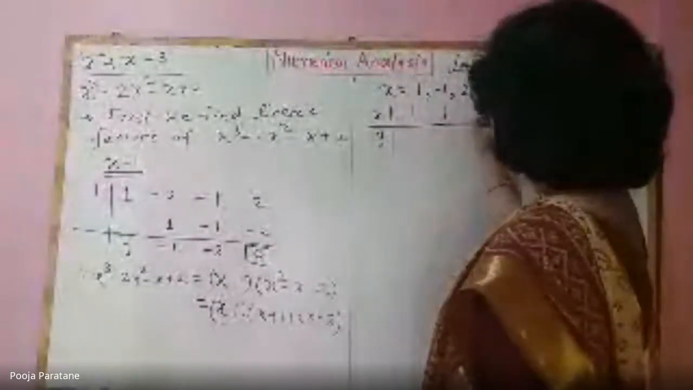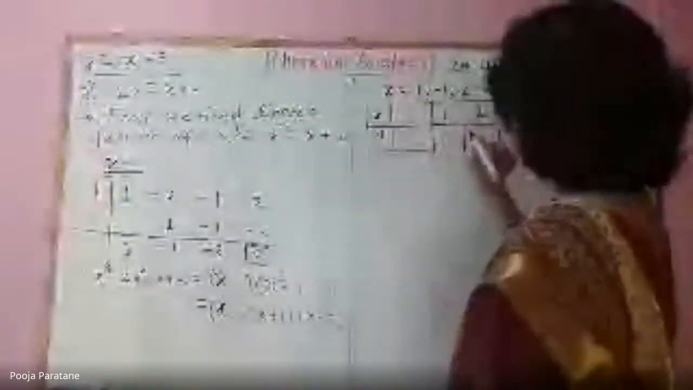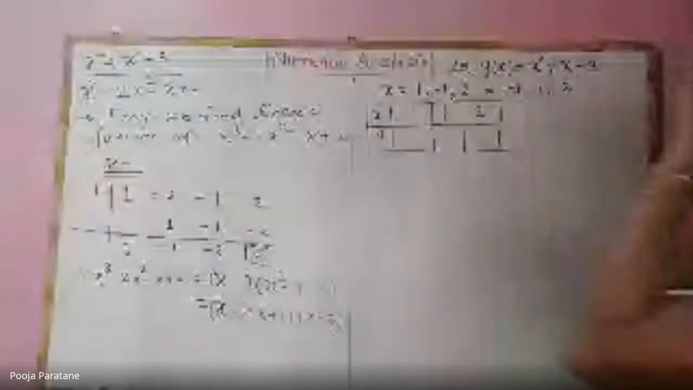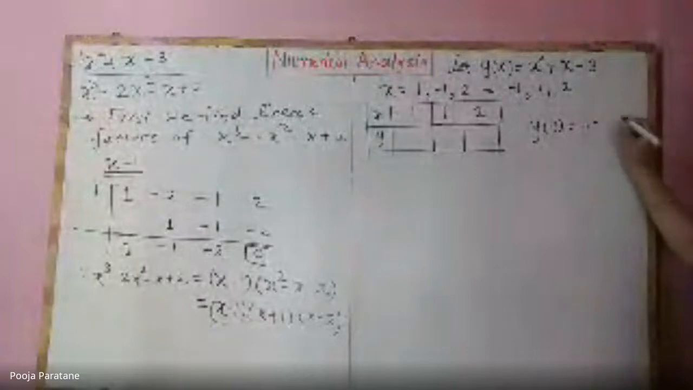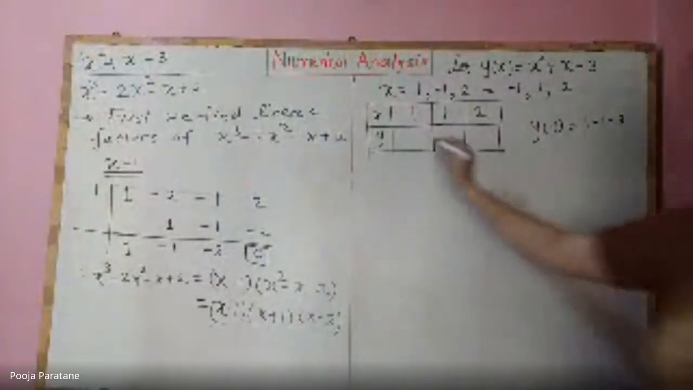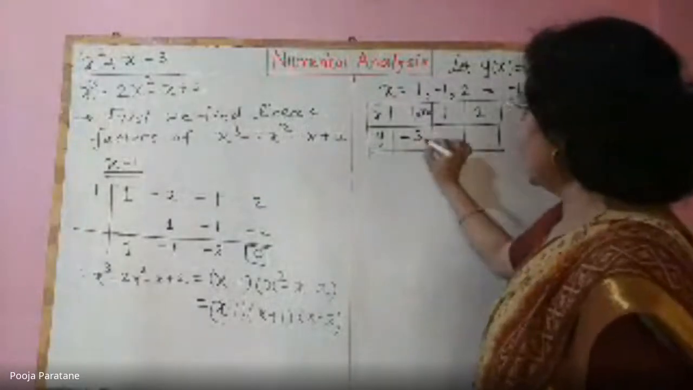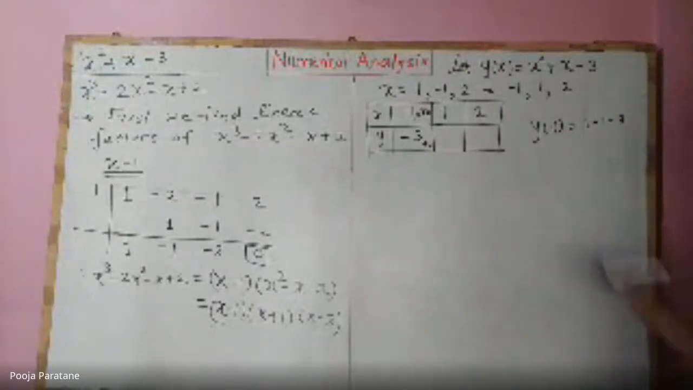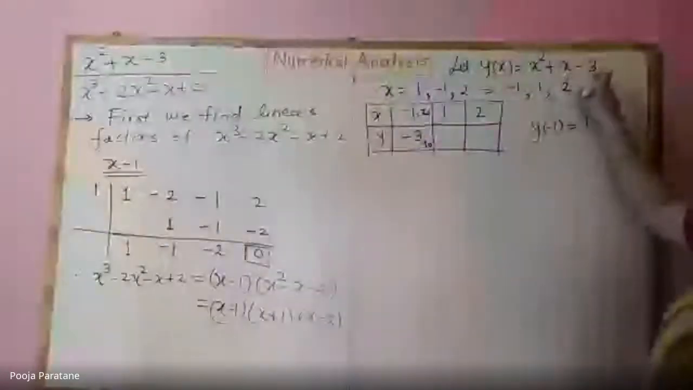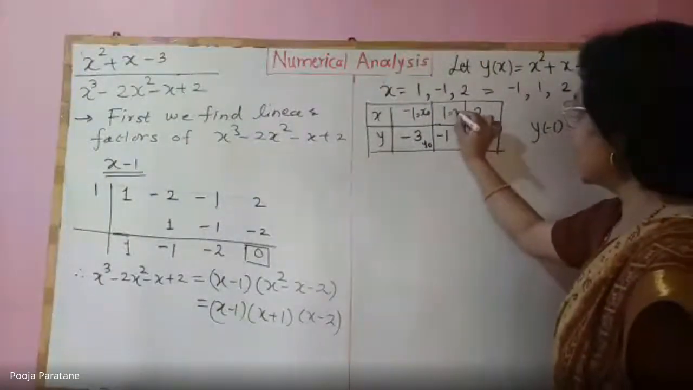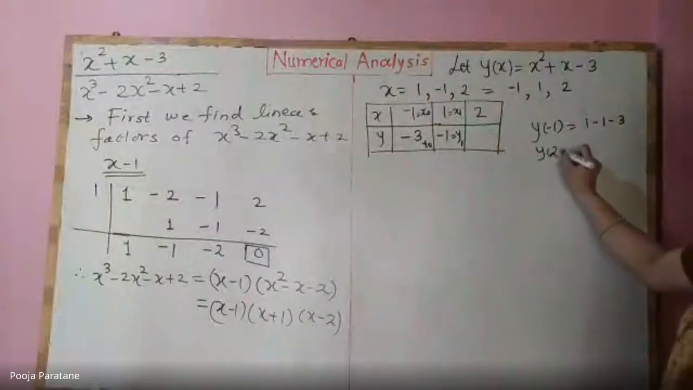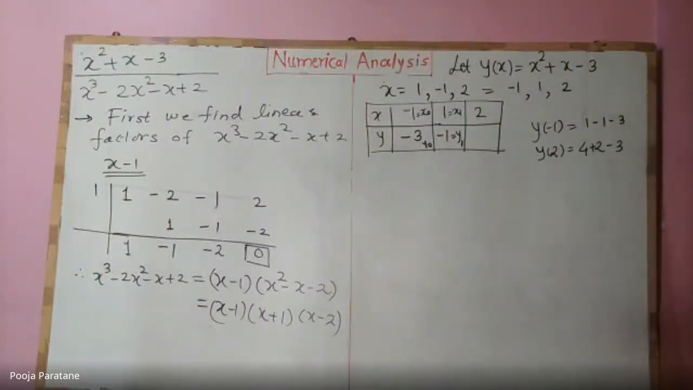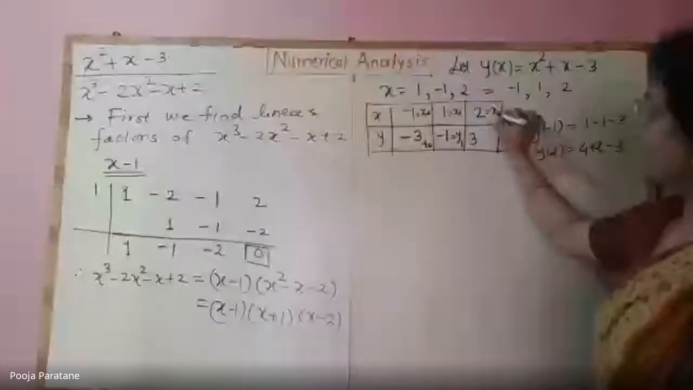Here it is minus 1, 1, 2, and now find the corresponding value of y. What is y of minus 1? Here we are using this. So minus 1 square is 1. Then x is minus 1, minus 3. So it is minus 3 here. So this is my x0, and this is y0. Next we put x equals 1. So 1 plus 1 minus 3, that is 2 minus 3, which is minus 1. So this is x1 and the corresponding value is y1. Next, y2, that is 4 plus 2 minus 3, that is 6 minus 3, which is 3. This is x2 and the corresponding value is y2.